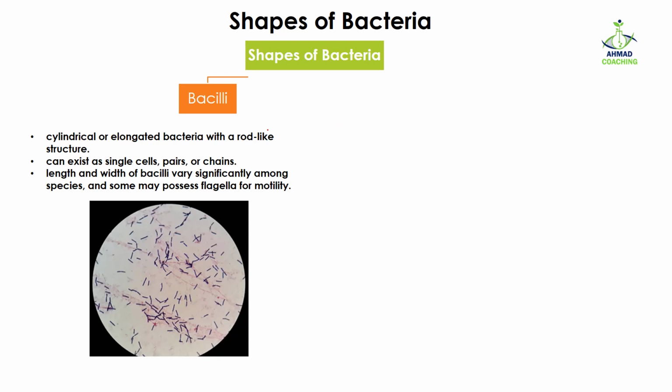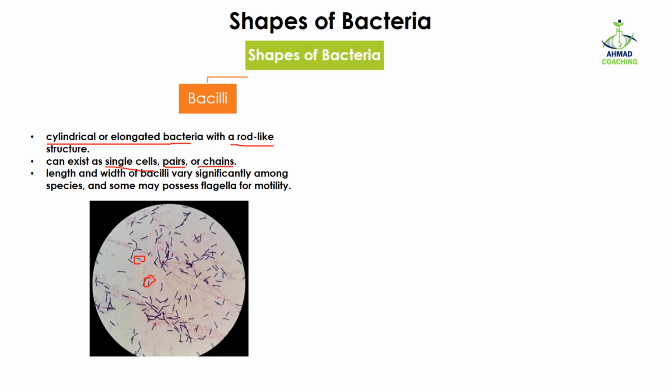Starting with Bacilli. Bacilli are cylindrical or elongated bacteria. They are also known as rod-like bacteria. As you can see in this diagram, this is the slide containing bacilli bacteria under the microscope. So when you are observing bacteria under the microscope and they are bacilli or rod shaped, they will look like this. You can see they are like simple or small rods. They can exist as single cells, in the form of pairs, as well as in the form of chains.